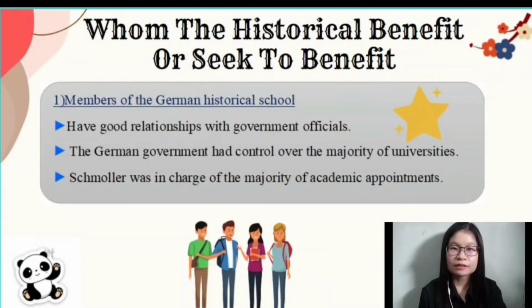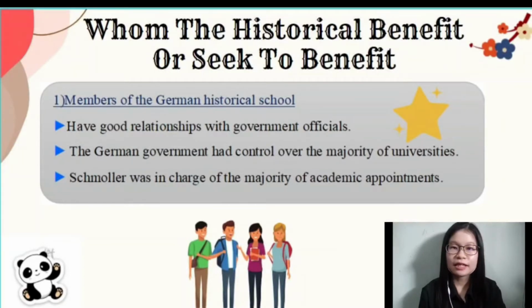First is the members of the German Historical School. They had good relationships with government officials. They reached a position that dominated academic life. Most universities were controlled by the German government and the majority of academic appointments were in the charge of Schmoller, also known as the Professor Maker at the Prussian Ministry of Education.